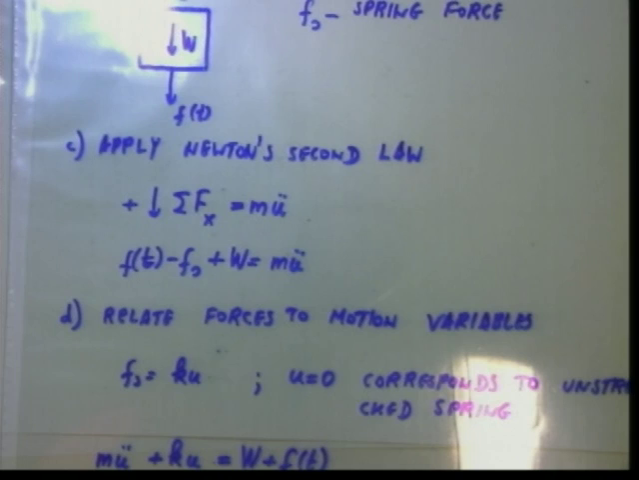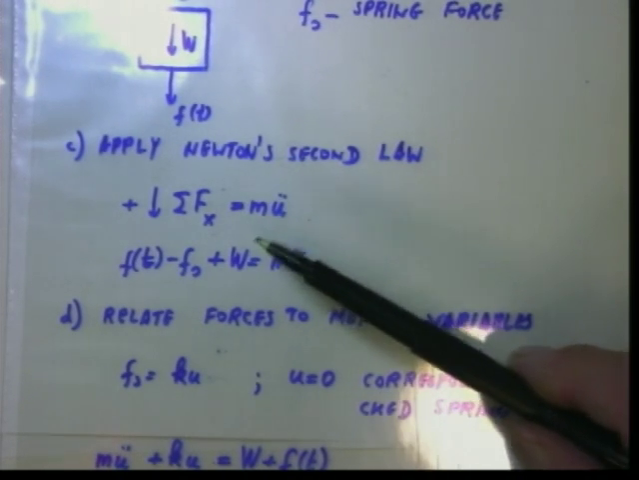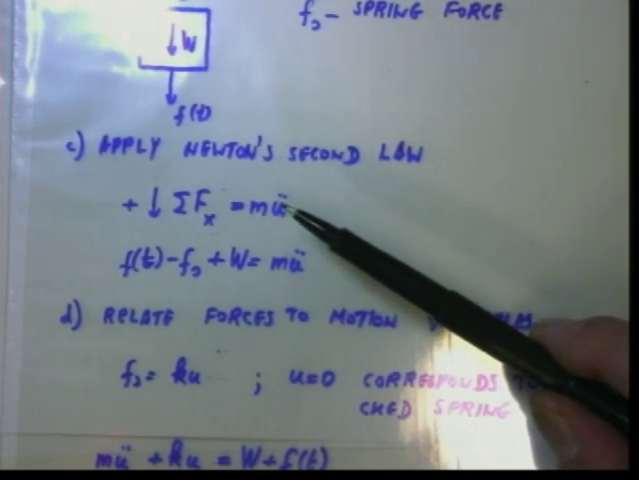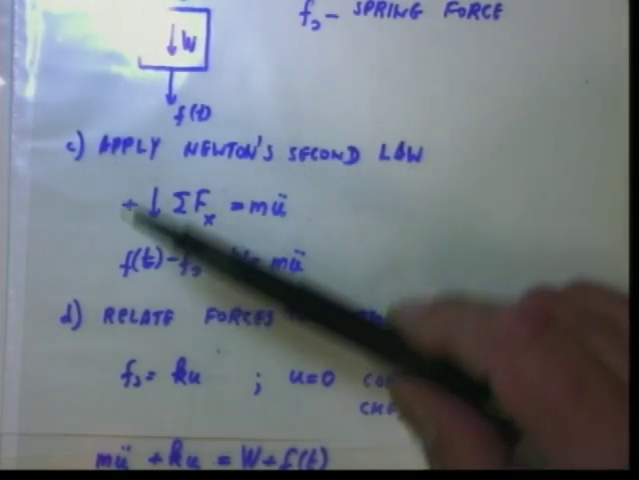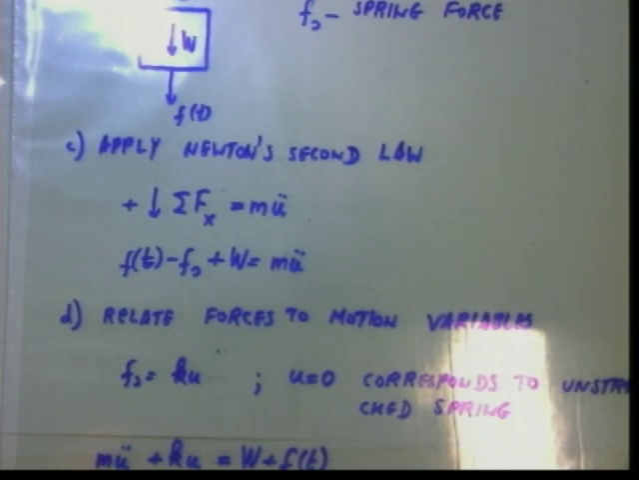Okay, we are using Newton's second law. Newton's second law says that there is this mass. This mass has an acceleration, the second derivative of u. This product equals the sum of the forces. That is what Newton says. It's u double dot, yes, which means second derivative or acceleration.